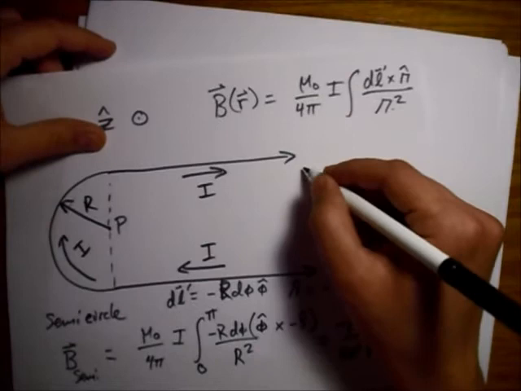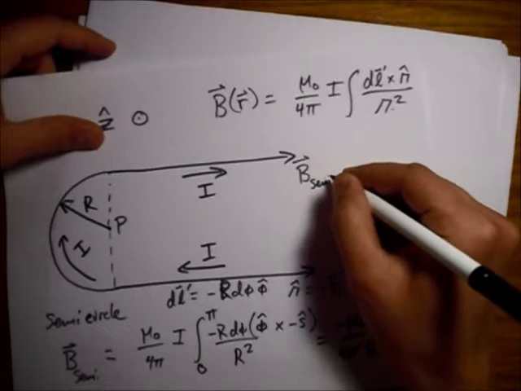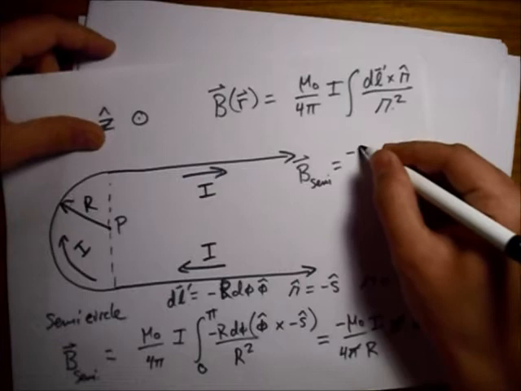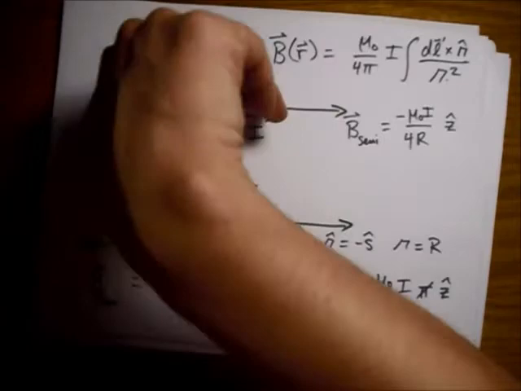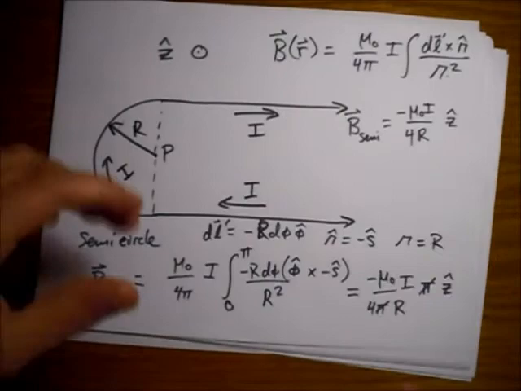Let me write this up here real quick just to have a place to go to. Nice answer. Minus mu naught I over 4 r z hat. Okay, does that make sense with our right hand rule? If a current's going this way, the thumb's pointing into the page, and we should get a minus sign on this. So that looks good.